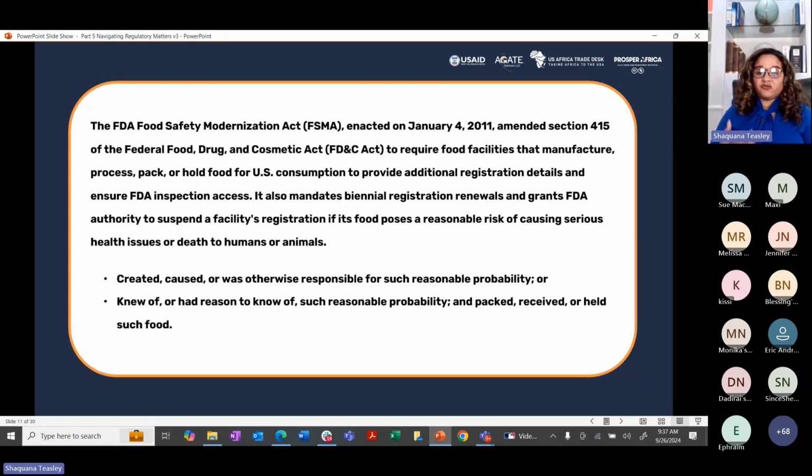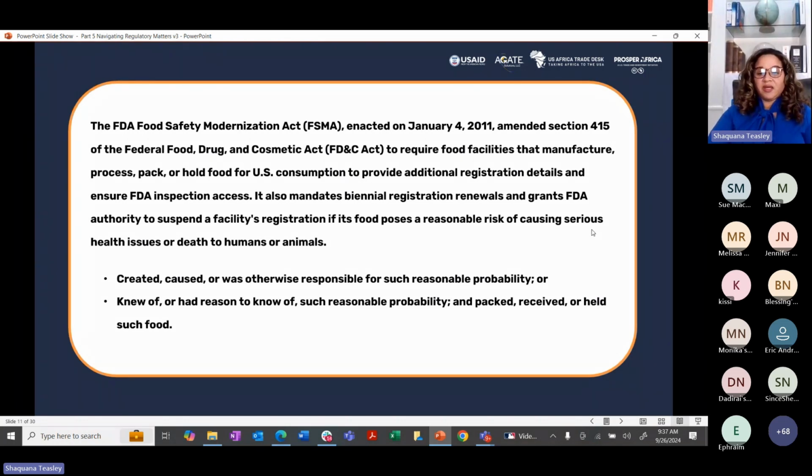It requires food facilities to manufacture, process, pack, or hold food for U.S. consumption to provide additional registration details. We want to ensure that they can actually pass the FDA inspection process and have access. And I'm going to walk you through the documentation that gets exchanged shortly. But it also mandates biennial registration renewals.